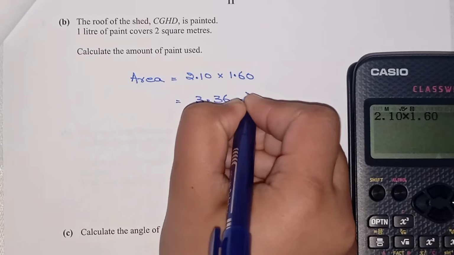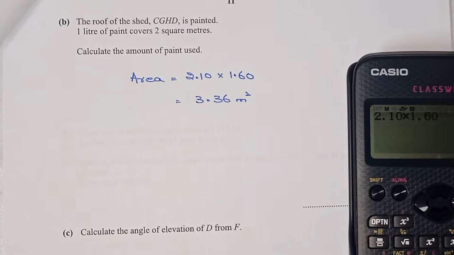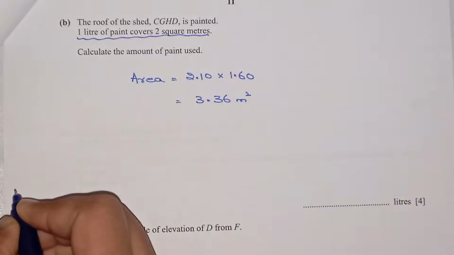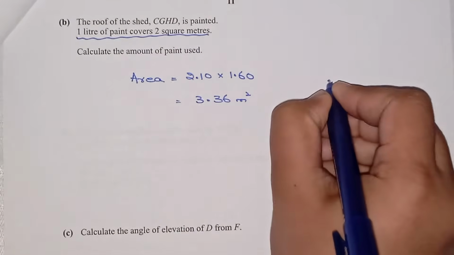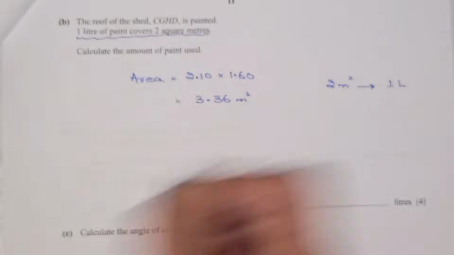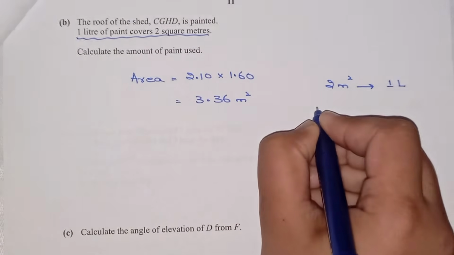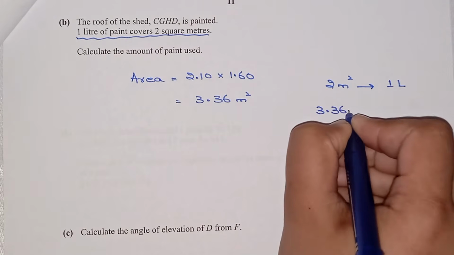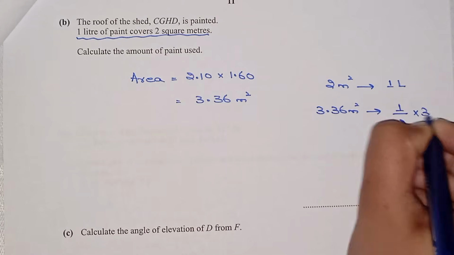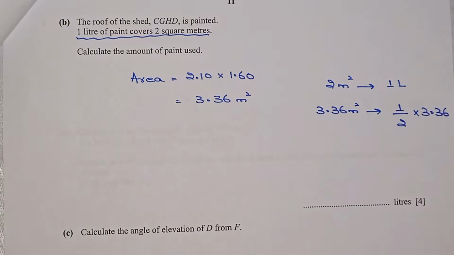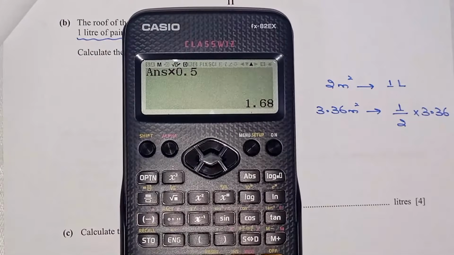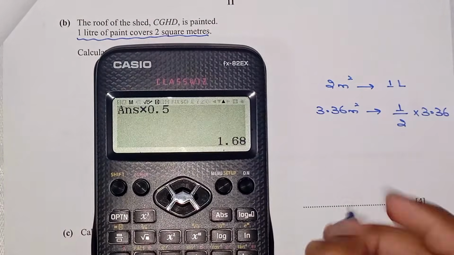3.36 meters squared. And also we know that if 1 liter of paint covers 2 square meters, it means 2 square meters cover 1 liter. So what would 3.36 square meters be? This would be 1 divided by 2, times 3.36, right? So 3.36 times 0.5 is equal to 1.68 liters.